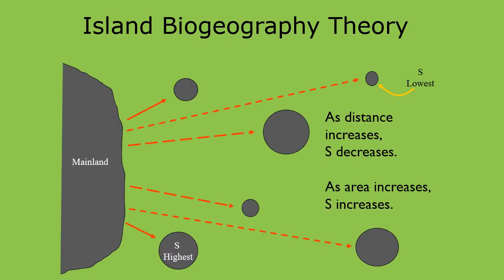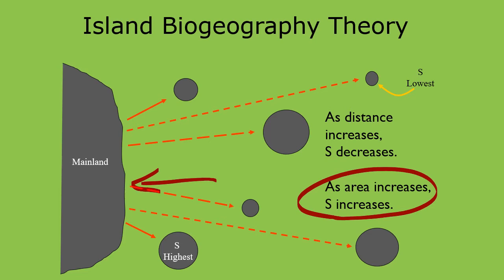There are two different primary factors controlling the species richness. As the islands are bigger, as the area increases, the number of species will increase. And as the distance decreases, as you are closer to your source of species, then you're going to get more immigrants, you're going to get more species. So as you get more distant away, the number of species decreases.